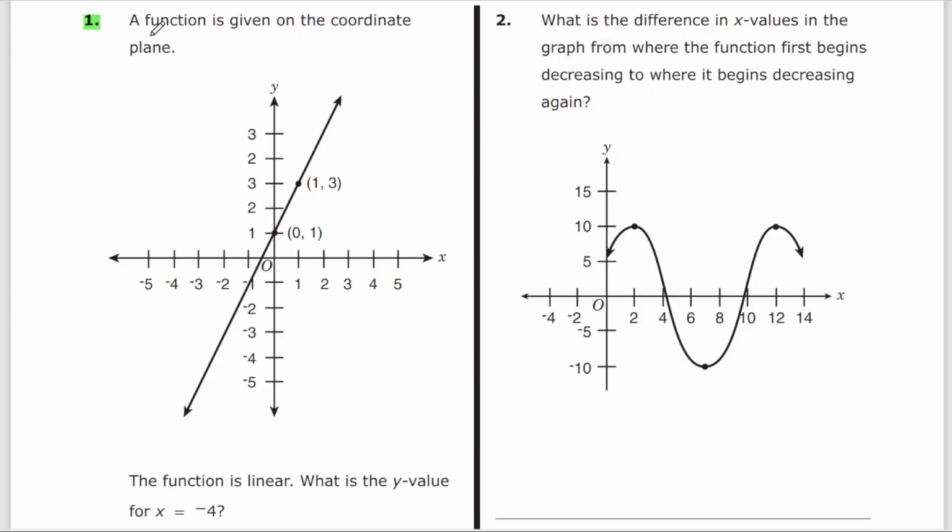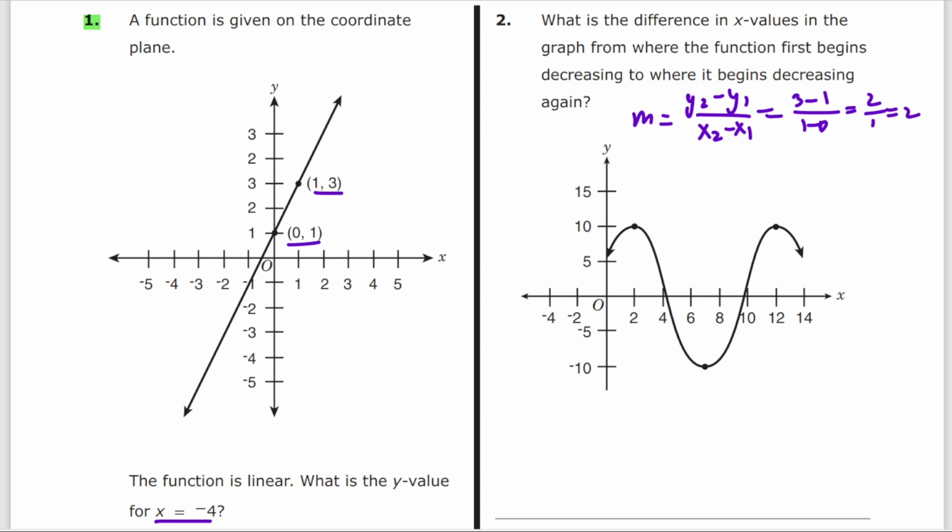The first one, a function is given on the coordinate plane. Here's a function. The function is linear. What is the y value for x equal -4? So what I would do, I would use two formulas. The first one is the slope m is equal to y2 minus y1 over x2 minus x1. I'll use these 2 points. So it's going to be 3 minus 1 over 1 minus 0, which is equal to 2 over 1 or 2.